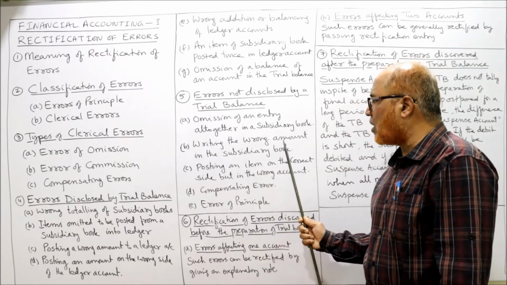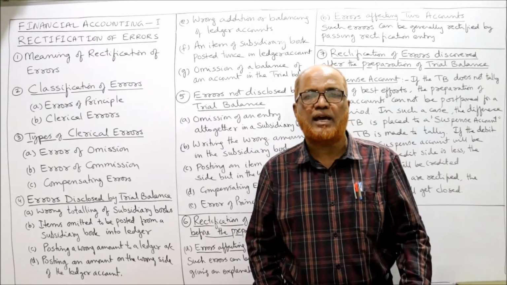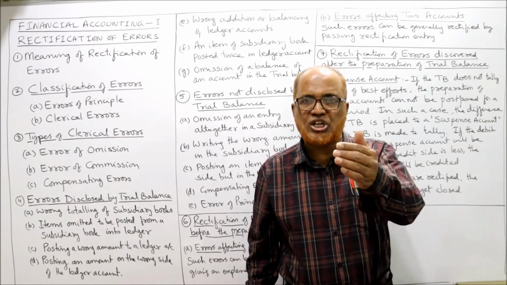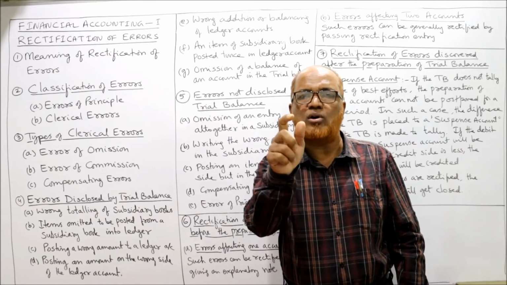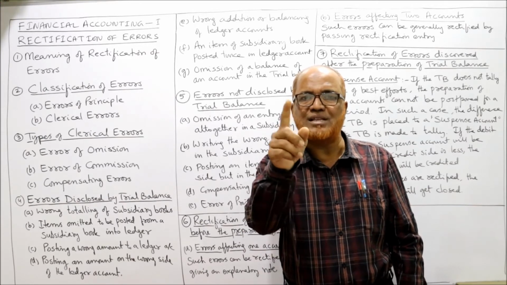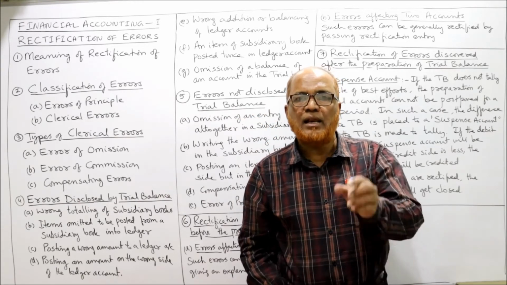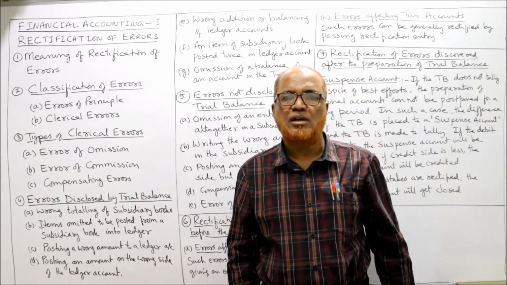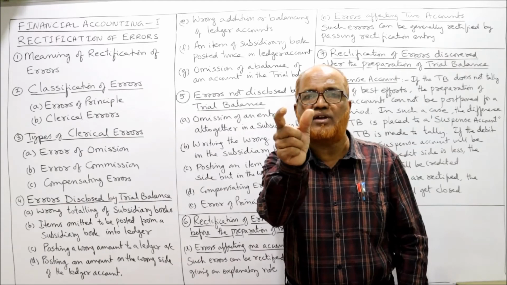Next one, writing the wrong amount in the subsidiary book. By mistake in the subsidiary book itself, you have taken a wrong amount. Example, purchased goods from Mr. A for rupees 10,000. One zero was forgotten to be written. Instead of 4 zeros, 3 zeros we have taken. That means 10,000 will become 1,000. So while recording that in the purchase book, we have written Mr. A, 1,000. Actual amount is 10,000, but only 1,000 we have taken.